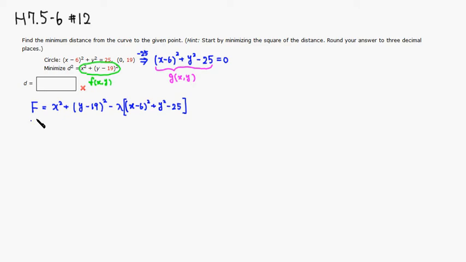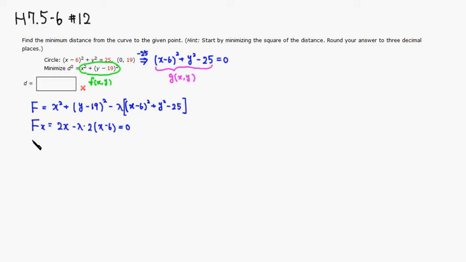Alright, so let's take the partial derivative. Partial of capital F with respect to x would be 2x, and the derivative of that is 0. Negative lambda is just a constant, so I'll put that here, and the derivative of that is 2 times x minus 6. And the partial of these guys with respect to x would be 0. So we set that equal to 0.